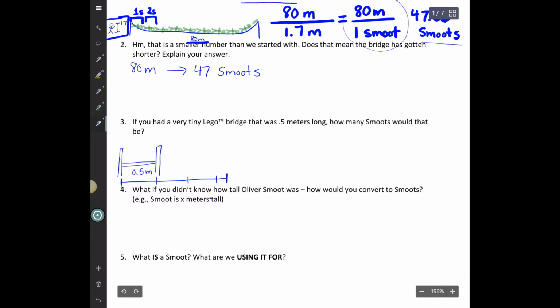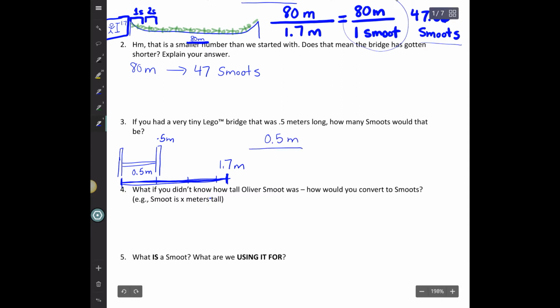So this would be one smoot across this whole space, 1.7 meters versus just 0.5 meters. So how many smoots would fit on there? It's actually only going to be probably up to about his knees or so. So again, we can take the length of the bridge. Oops, sorry, that's not the length of the bridge. This is a short bridge. The bridge is 0.5 meters.